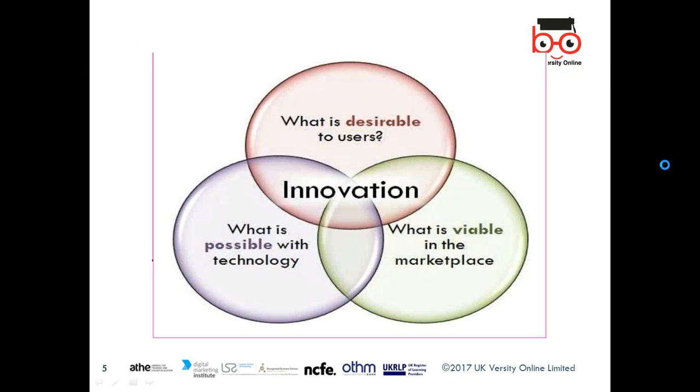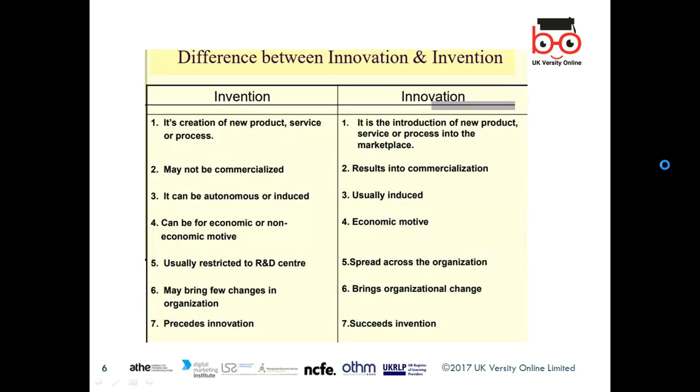What is desirable to the user? What is possible with the technology? We need to think about what innovation we can bring. What is viable in the marketplace? Whatever business we are doing, we need to think about how we can innovate. We have a lot of ideas and things we can observe, but how we can implement them is the real question, which we need to follow and really implement. So what is the key difference between innovation and invention?